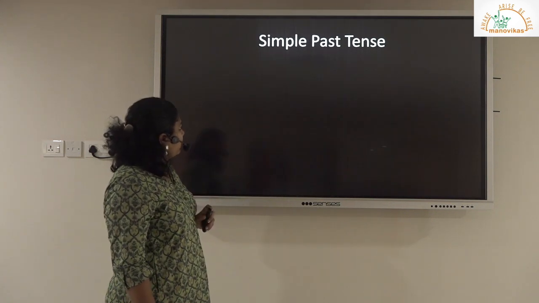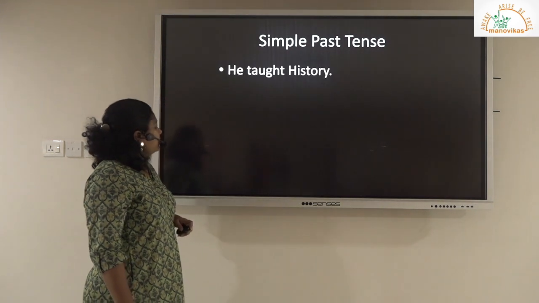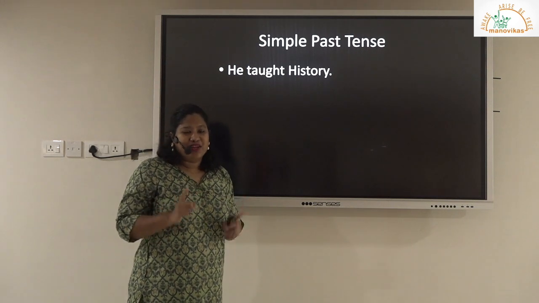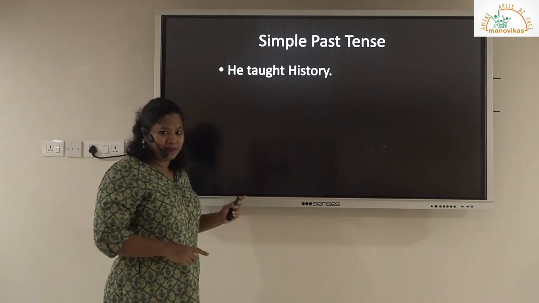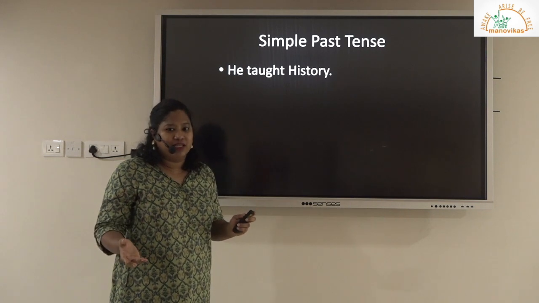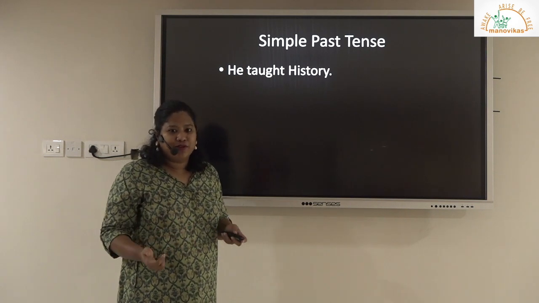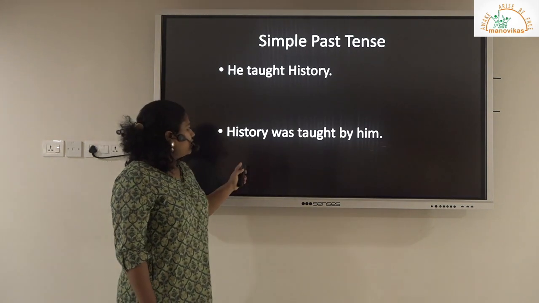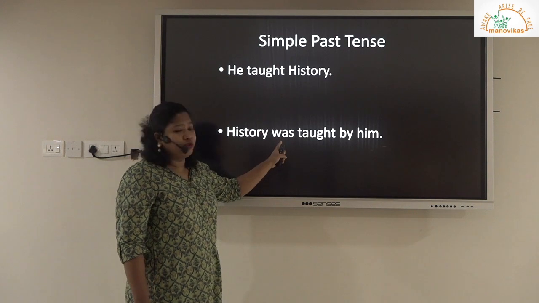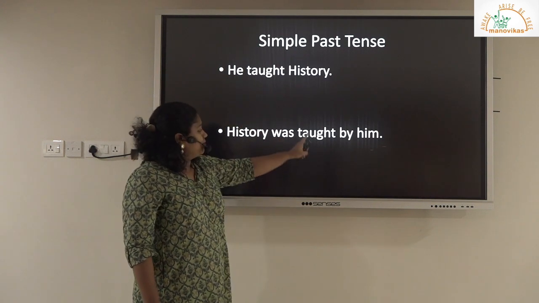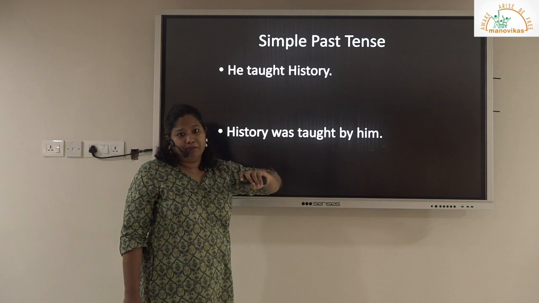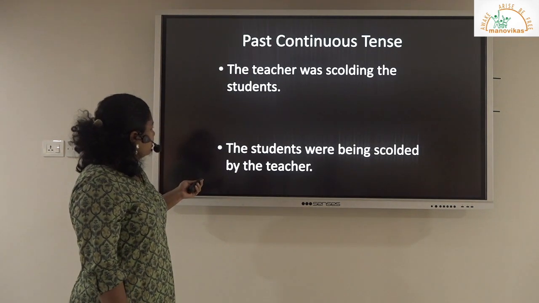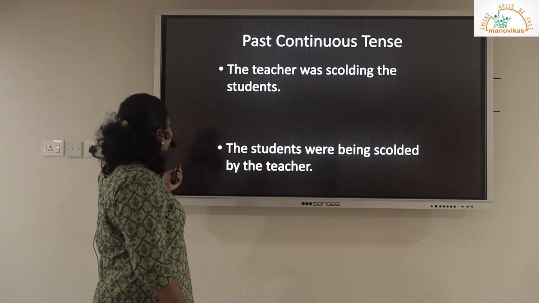Let's move ahead. Simple past tense. He taught history. If you know how to do the simple present tense, you should be able to do this. Okay, let me see if you managed to get the answer. If you have gotten it, perfect, you know how to do it. If you haven't, then this is your answer. History comes ahead. The form of to be is was. Past participle is taught by him. He changes to him. Past continuous. Sorry, the answer is there. My transition did not work.